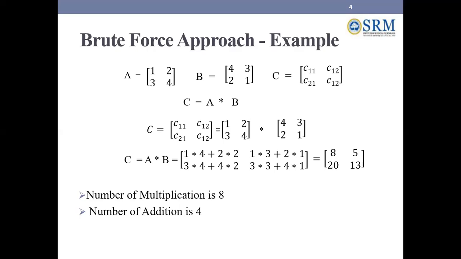And see the example, A is 1, 2, 3, 4, B matrix is 4, 3, 2, 1. Now we are going to find the elements of C matrix. That is C equals A star B, the matrix multiplication. So take the first row from the matrix A, multiplied with every column in the second matrix. And take the second row from the matrix A and multiply with every column in the B matrix. So the result is 8, 5, 20, 30.